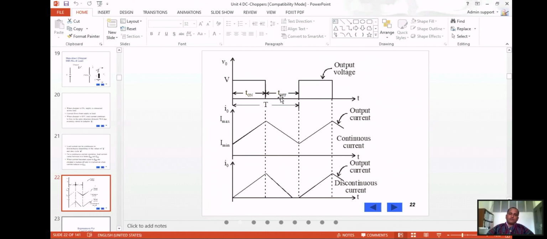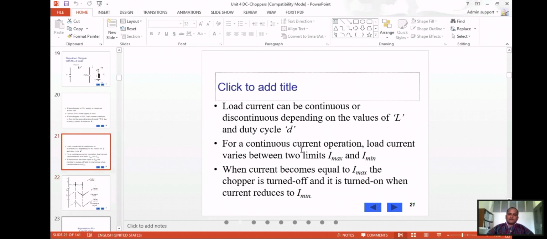This is the output voltage, T on and T off. The current goes from the minimum up to the maximum. When the current reaches maximum, the chopper is turned off. Then the current goes from the maximum back to the minimum, and when it reaches minimum, the chopper is turned on again. So this is what it means.